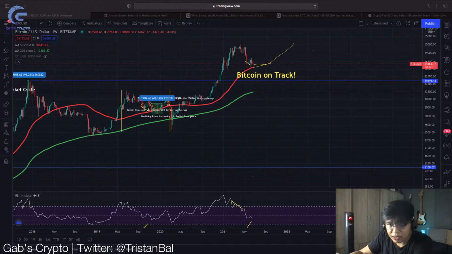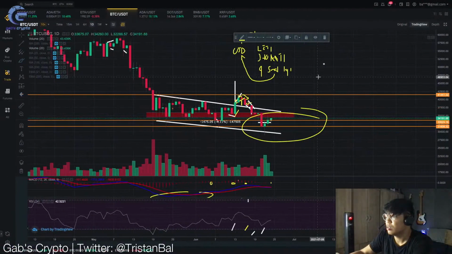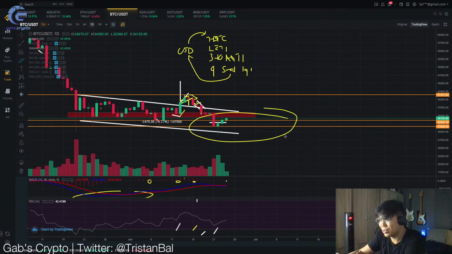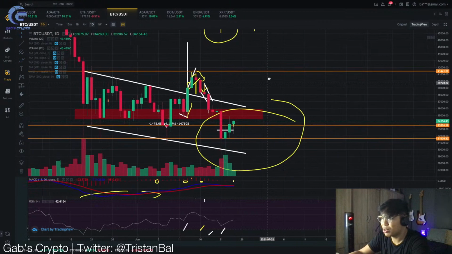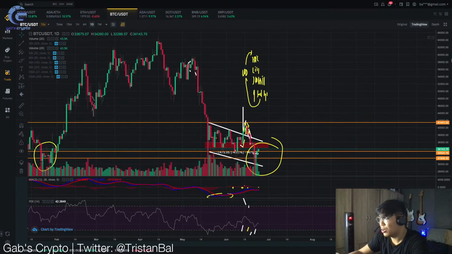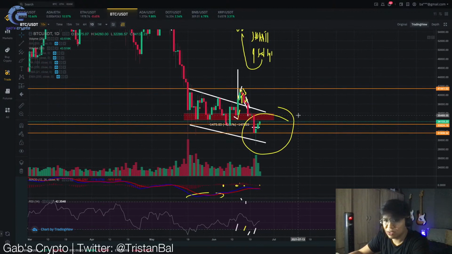Libre po ba lahat ng indicators sa Binance app na trading view? Yup, libre naman. Wala namang bayad lahat to, since free naman siya. Gabal's future signal? I don't think so. Siguro, i-share ko lang yung mga ginagawa kong trade lately for altcoins or for futures. Pero overall, future signal siguro konti lang.